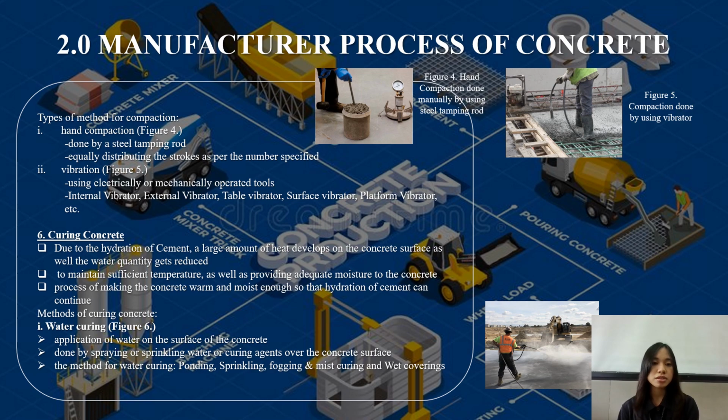There are different types of methods for compaction. The first one is hand compaction. It is done with a steel tamping rod, equally distributing the strokes as per the number specified. And the second one is vibration, which uses electrically or mechanically operated tools.